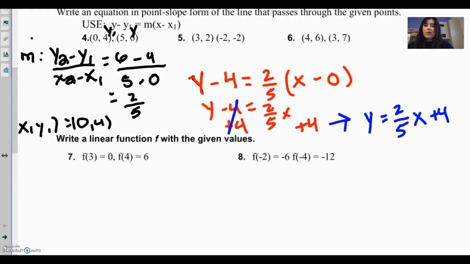Okay, step 1, what did we do? We found slope using the slope formula. Step 2, we plugged in our x1, y1, and our m. We distributed and solved for y. Okay, now if you need to look at this, you're going to need to pause it because I'm about to erase it.